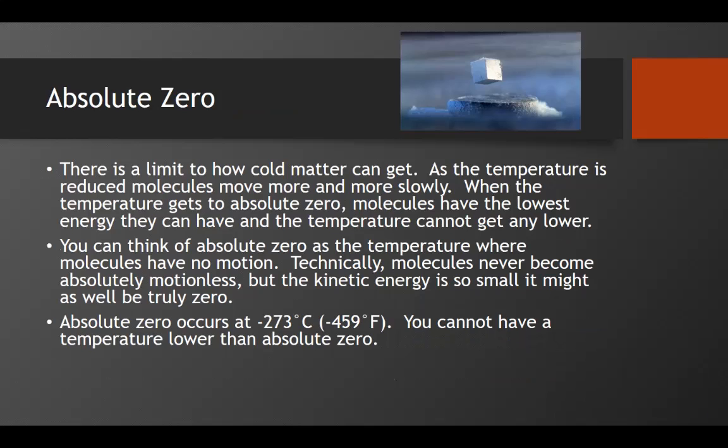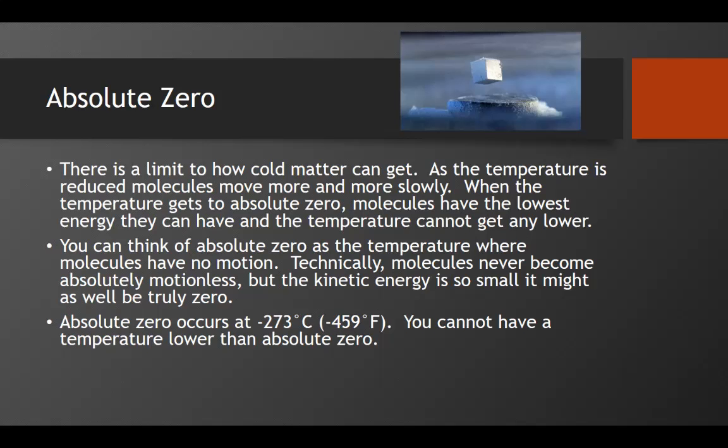So while there may not be an upper end to how hot something can get, there can be a lower end for how cold matter can get. And as the temperature is reduced, the molecules begin to move more slowly and more slowly. And when the temperature actually gets to this absolute zero, molecules have the lowest energy they can ever have, and the temperature cannot get any lower. Now, if you remember the video we talked about before, when we were looking at millikelvin or nanokelvin, okay, these are temperatures approaching absolute zero, but we have never actually reached absolute zero where all motion stops.